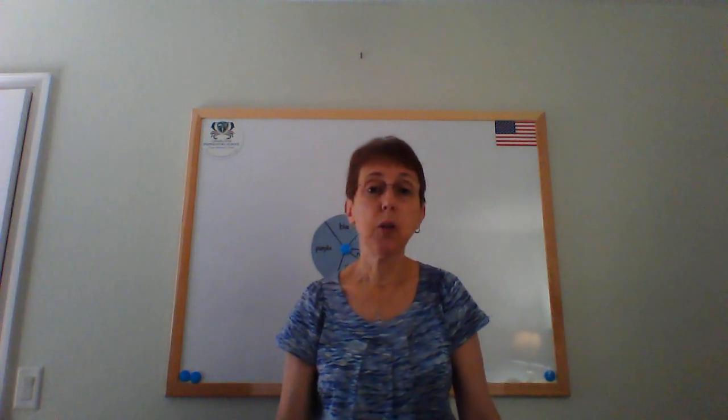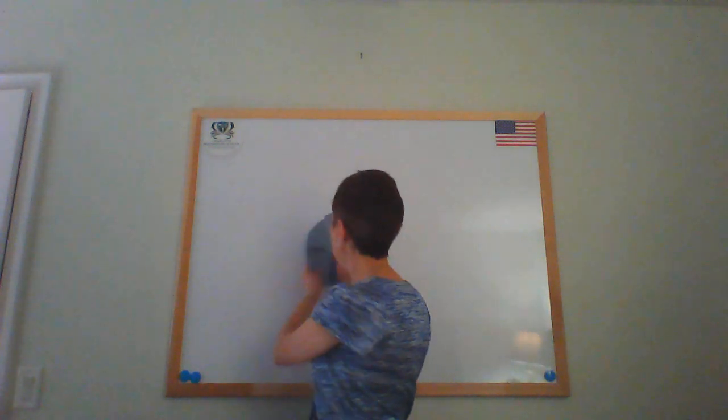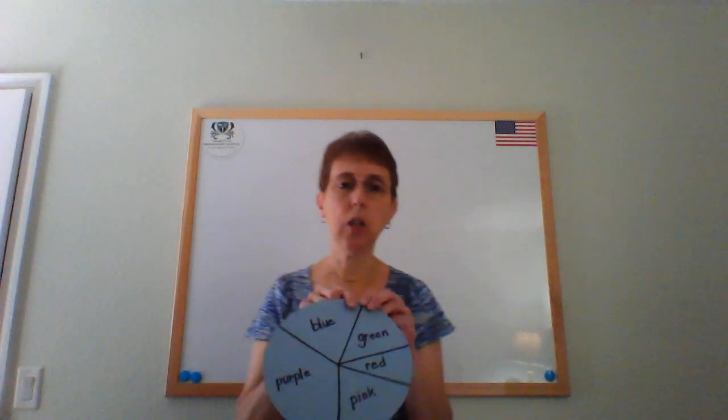Another name for a circle graph is a pie graph, given that name because it is shaped like a pie. It's also called a circle graph because it is a circle. It's done as a circle and divided into pie-like pieces. I have one here for you to take a look at.